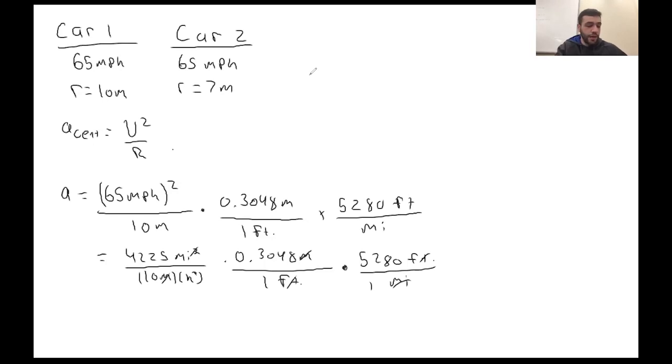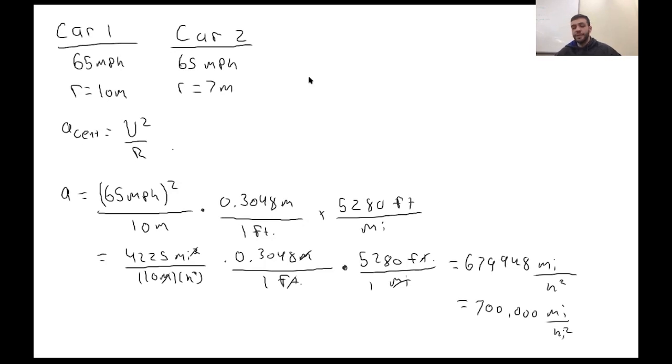So 4,225 divided by 10 times 0.3048 times 5,280. So we are left with 679,948 miles per hour squared. Zoom's being a little tricky. But like we just discussed, we know our answer is going to end up having 1 sig fig. So that's going to round up to 700,000 miles per hour squared.